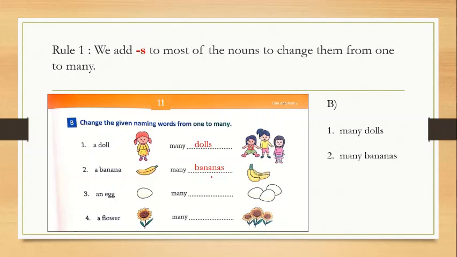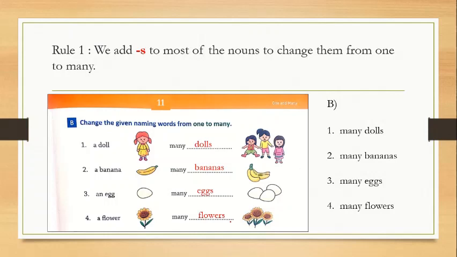Next one is an egg. Again, we will add the letter S at the end of egg to make it plural, eggs. One egg, many eggs. And the last one is a flower. Now quickly change it to plural. What will you add? We add letter S. Flowers. A flower, many flowers. That was quite simple.